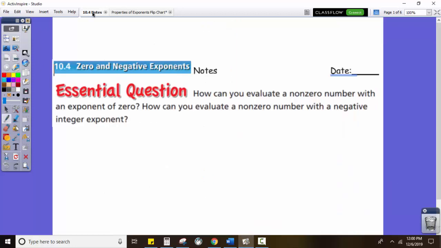So what we're going to start with is zero and negative exponents. And once we go through the lesson and you realize the patterns of zero and negative exponents, it should come pretty easy. So the essential question is, how can you evaluate a non-zero number with an exponent of 0, and how can you evaluate a non-zero number with a negative integer exponent? This might not make a whole lot of sense right now, but just know we're looking at 0 and negative exponents.